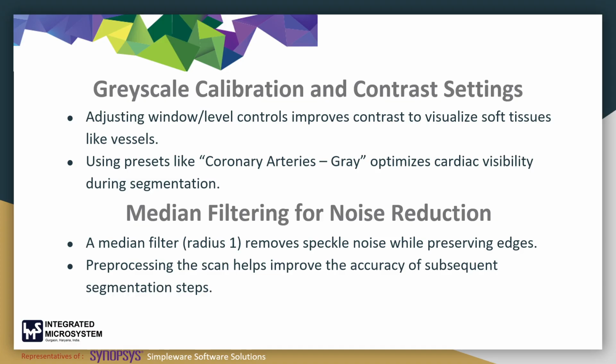In summary, grayscale calibration and contrast optimization are foundation steps that precede any form of segmentation. They help reveal anatomical boundaries clearly, enable accurate thresholding, and ultimately lead to more precise and clinically meaningful 3D models of cardiovascular systems.